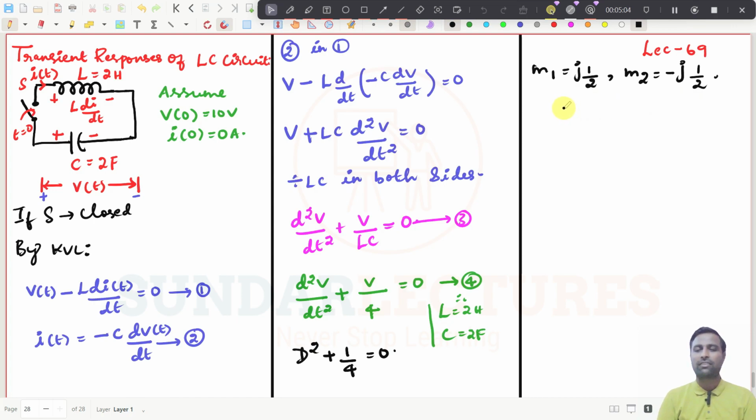You just take it in that way. We have seen these kinds of things already, how to solve differential equations. If m1 and m2 are equal, then we have to write one thing. If m1 and m2 are not equal, then you have to go for the other things. And this is the case where m1 and m2 are not equal.